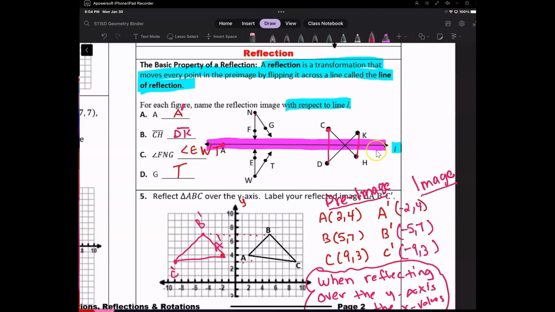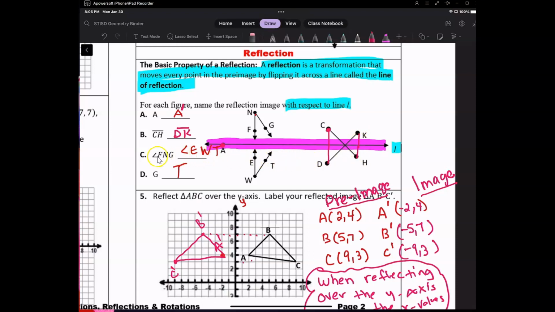And later on, you're going to learn that for every point that's reflected over a line, it has to be equidistant from the mirror to the other point. And these have to be also perpendicular. So this is perpendicular, and from here to here, it's the same distance as from here to here. The line C to the line of reflection is the same distance from the line of reflection to D. And K to the line of reflection is the same distance from the line of reflection to H.